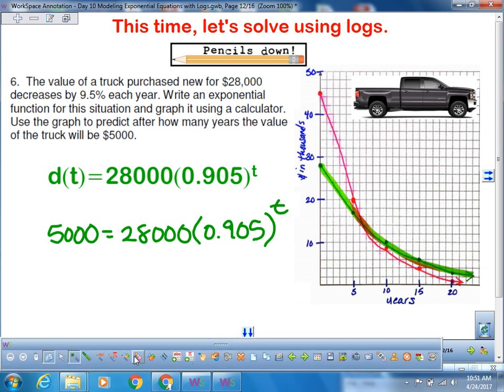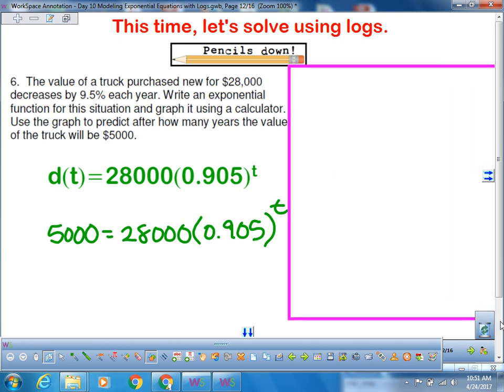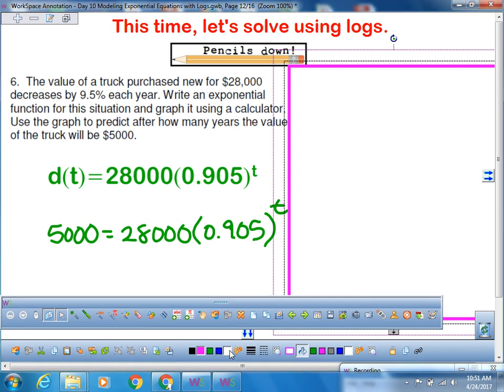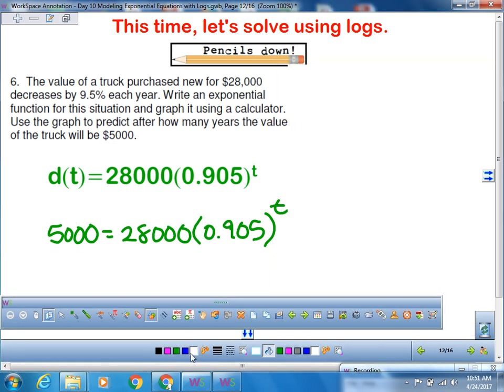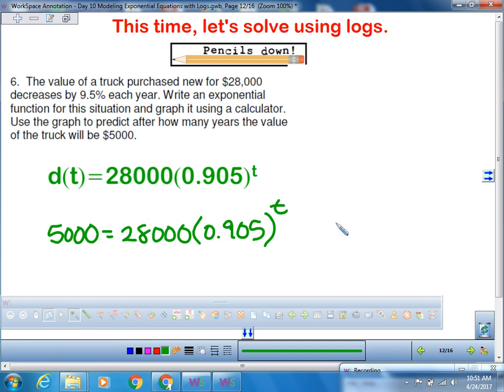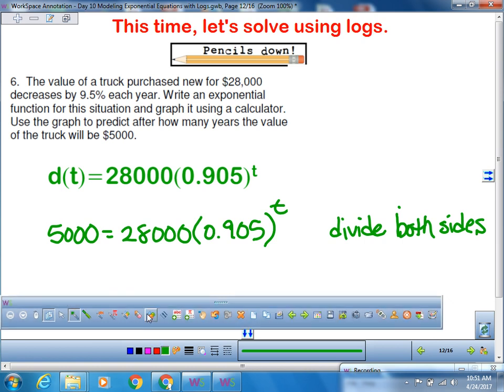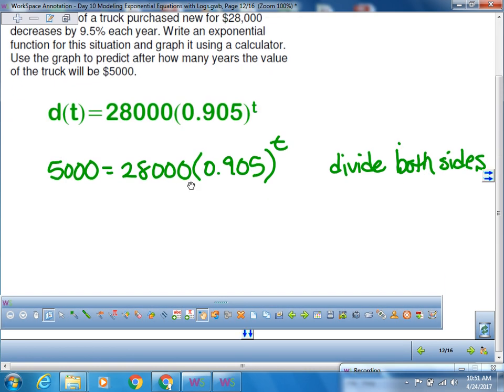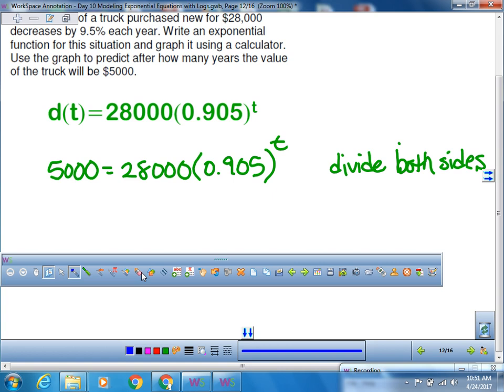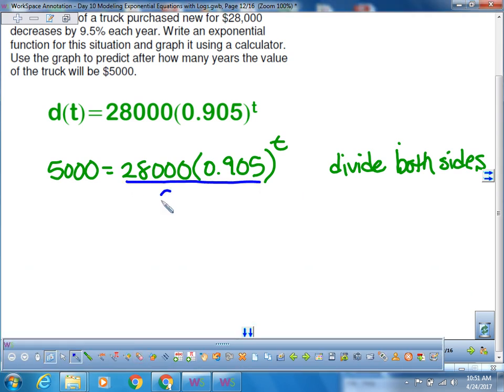We're going to cover this up. There we go. Now it won't do that. So the first thing I need to do is divide both sides. Divide both sides by 28,000.